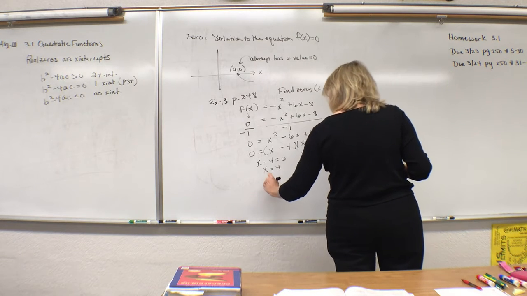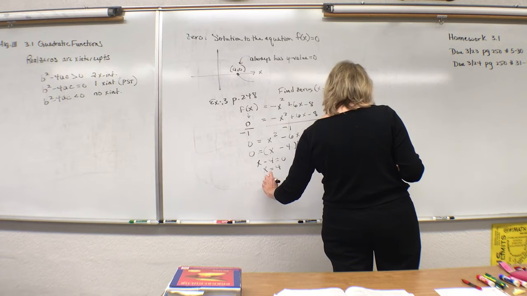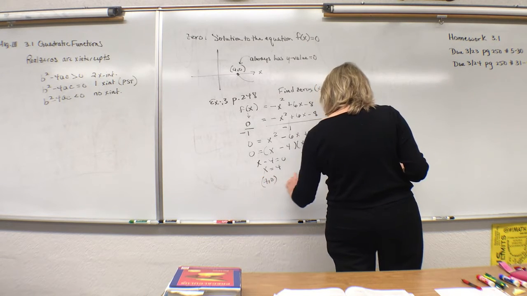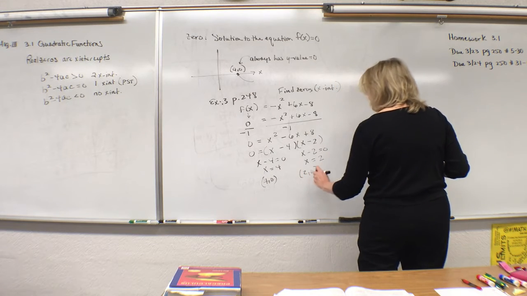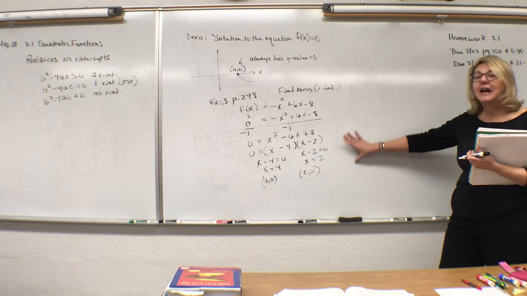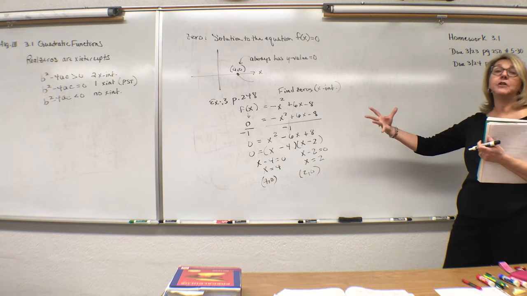So now I have additional information. I know for a fact that I have an x-intercept of my parabola at (4, 0), and I also have an x-intercept of my parabola at (2, 0). Factor, factor, factor, whenever you can.